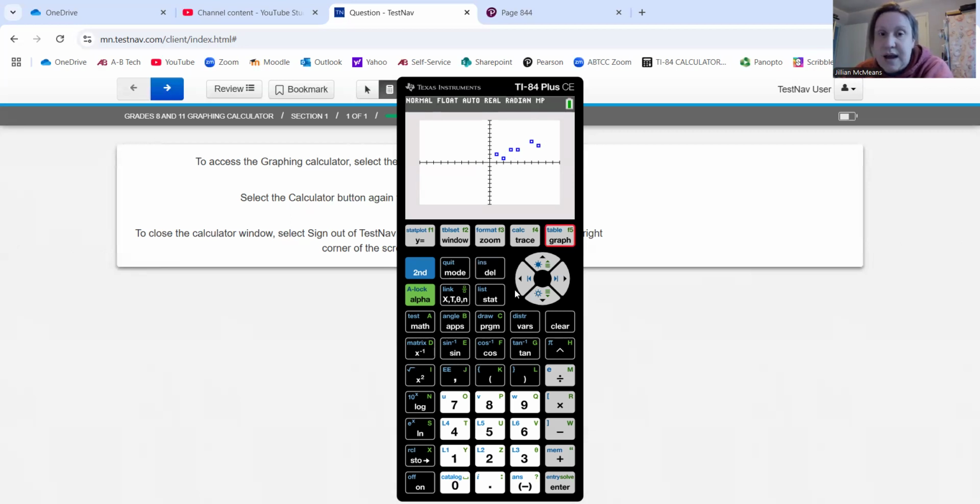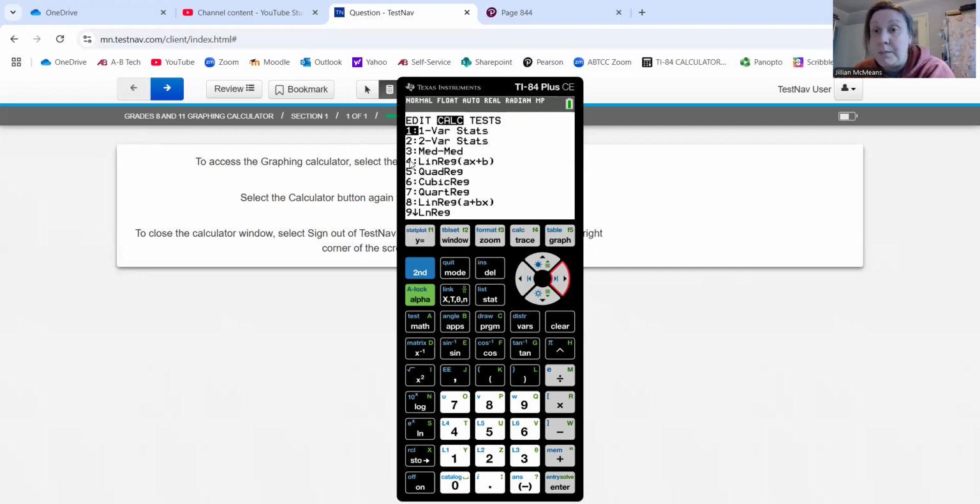So let's go back to stat. We're going to go over to calc. Remember from last time, you have these 3 menus. There's edit, calc, test. We want to go to calc. And what we want to do is go to option 4. Make sure it's option 4. LinReg for linear regression, and we want ax plus b. We're going to verify that our X's are in L1, our Y's are in L2. Don't worry about this other stuff. We're just going to scroll down until we get to calculate and then hit enter.